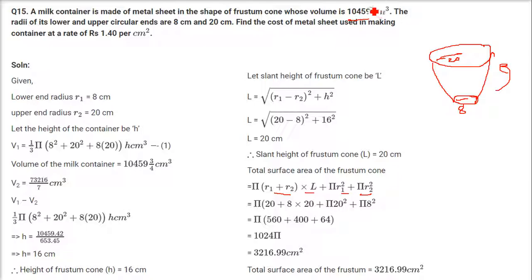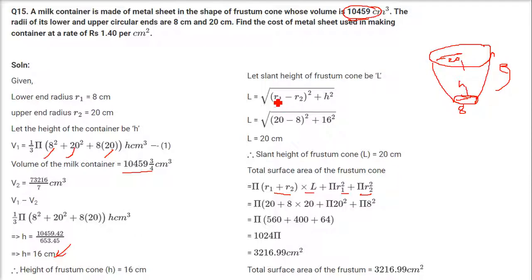But here we have been given the volume, but height is not given. So height will be computed using the volume. So what is the volume? 1 by 3 pi (r1 square plus r2 square plus r1 r2) into h. H has to be found out. We'll equate it with 10459. Okay, when you equate it, you'll get height as 16 centimeter. The 16 centimeter is height.